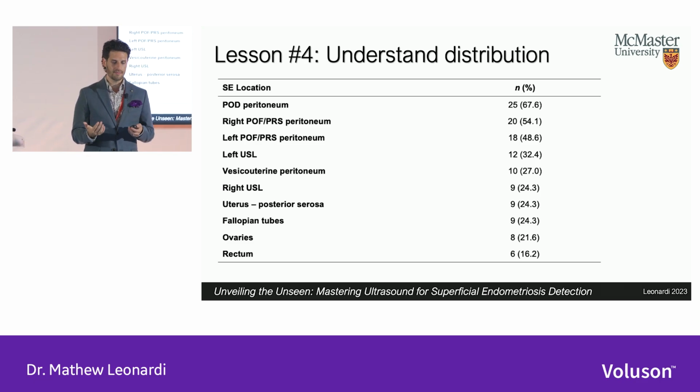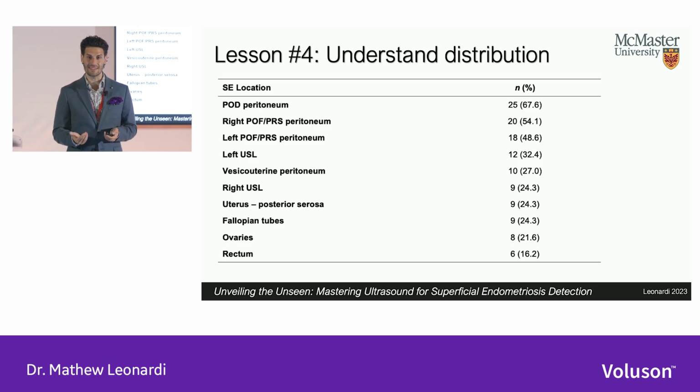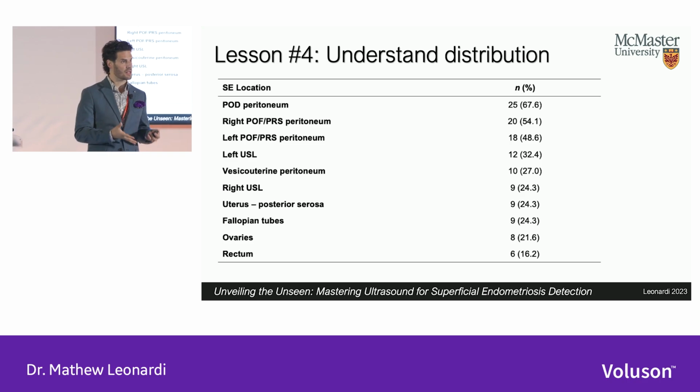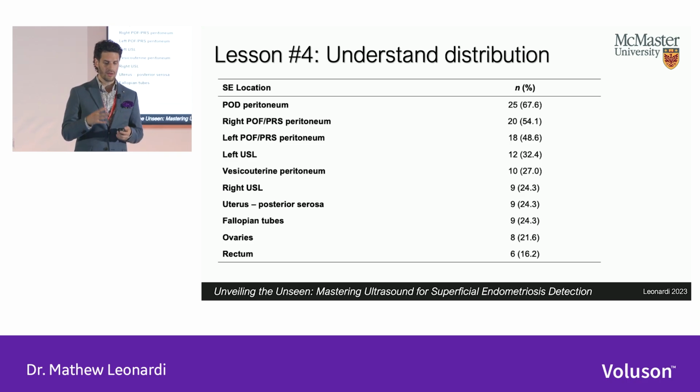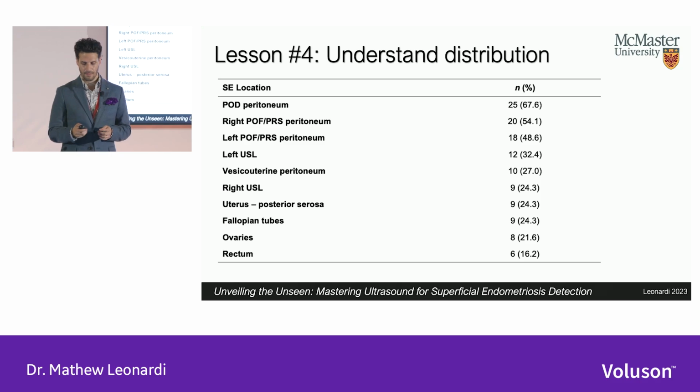The ovarian fossa, or pelvic sidewalls, are the second most common site. Again, makes sense. Endometriosis is a dependent disease. It settles, so it's going to be in the lowest parts of the pelvis. The uterosacral ligaments are also common. And as you can see, the vesicouterine peritoneum, the space between the uterus and the bladder, also is common. But that's a harder space to see with ultrasound because fluid often doesn't settle in that space. It can, but it's less commonly there.